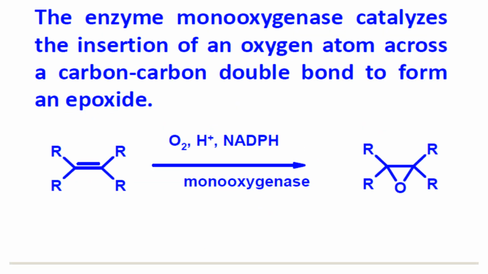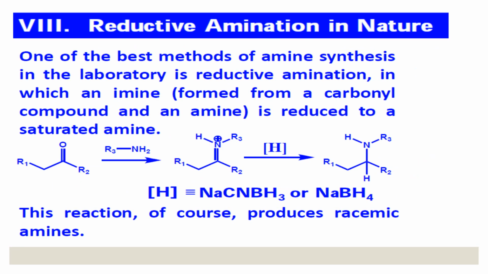The enzyme monooxygenase can catalyze the insertion of an oxygen atom across the carbon-carbon double bond to form an epoxide. So here we use what? NADPH can be used inside the cell, or in vivo, as a source of oxygen across the carbon double bond.